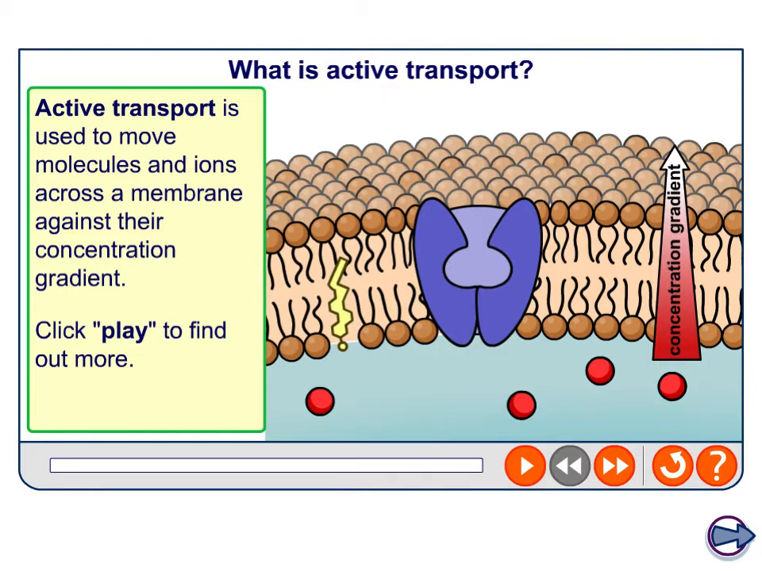Active transport is the movement of substances against their concentration gradient. Therefore, we need to use ATP, energy, and carrier proteins. As a molecule binds to its complementary carrier protein, the carrier protein will change shape, moving the molecule across the membrane against its concentration gradient.